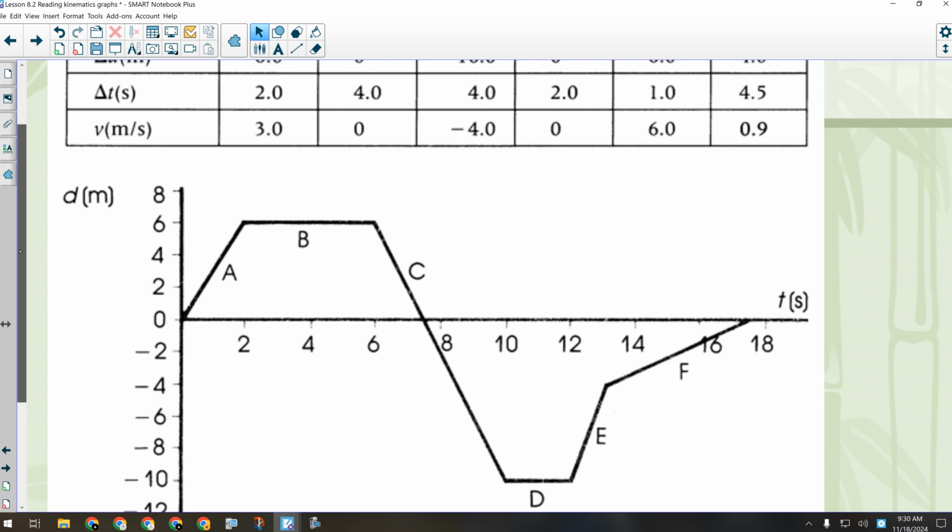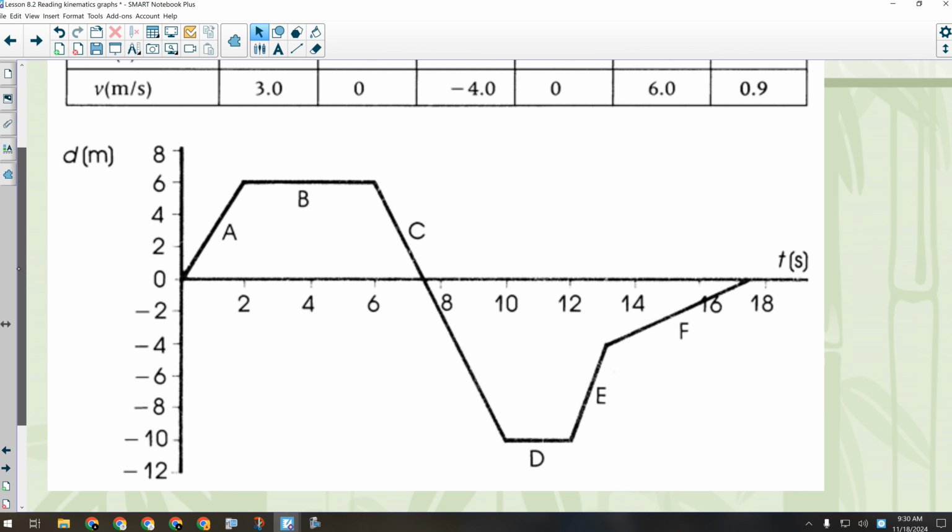Time we got here. I'm going to give you guys a 5-minute break and then we're going to talk about this graph here. Still a position time graph.